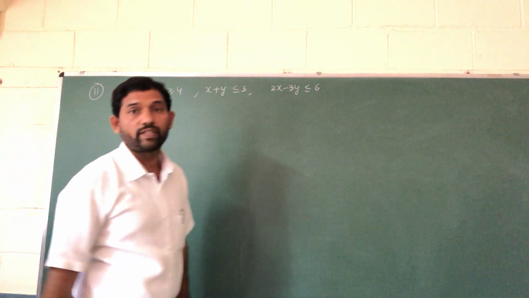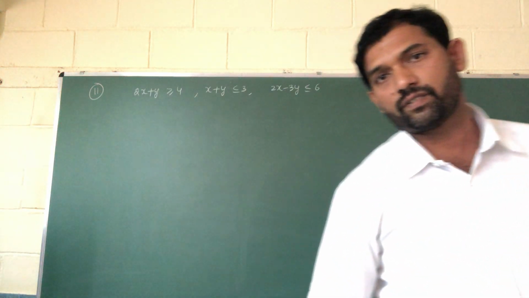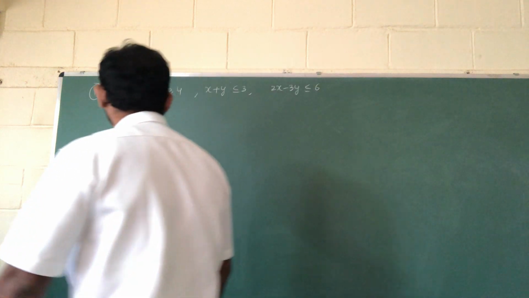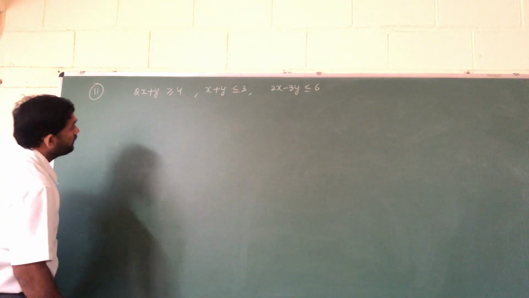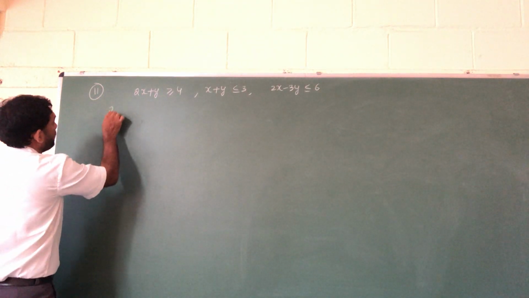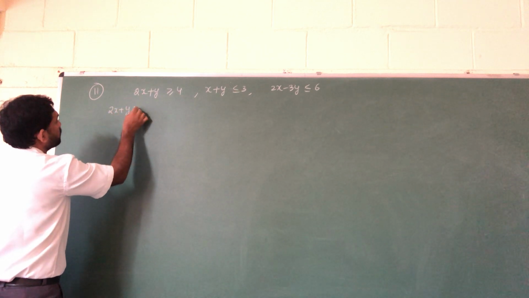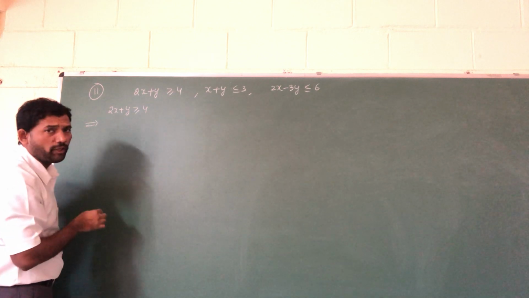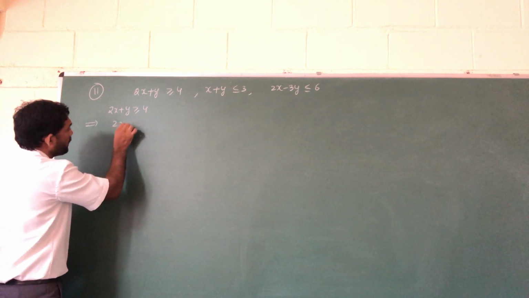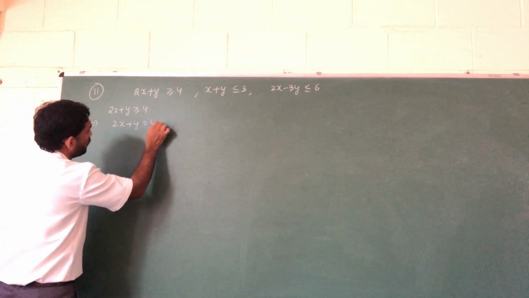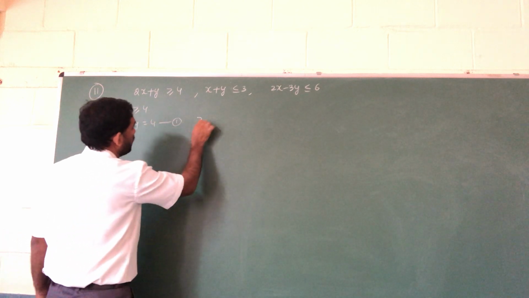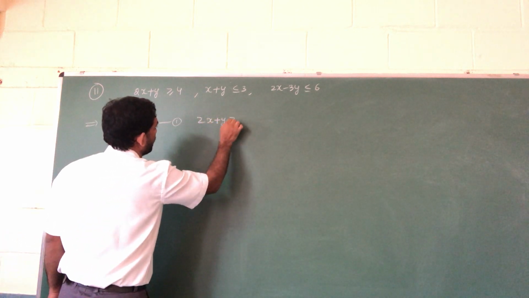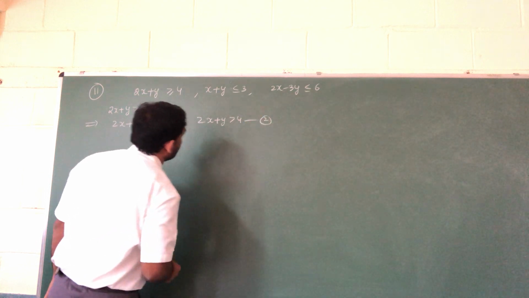Here 3 inequalities are given. You should write the data first. See this one, 2x plus y greater than or equal to 4 means in that one, equality is included. 2x plus y is equal to 4, this is equation number 1. So 2x plus y greater than 4, this is equation number 2.